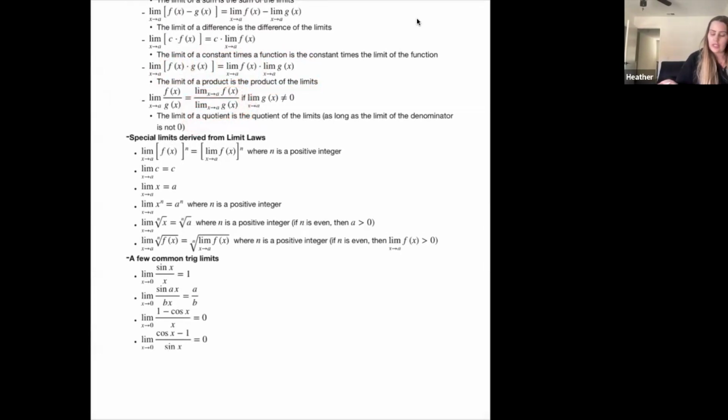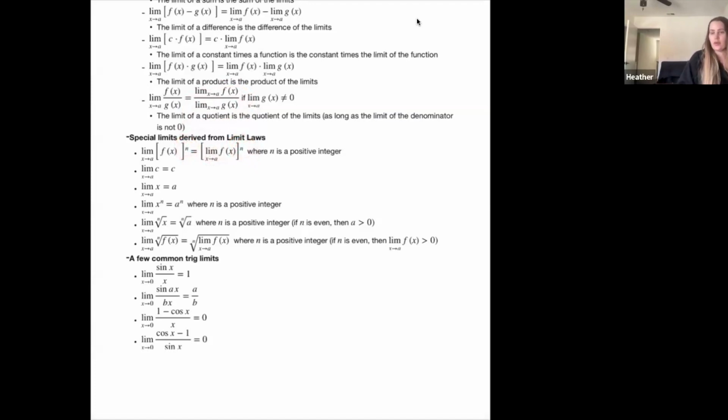A few special limits derived from those limit laws: if the function is raised to a power, I can go ahead and find the limit first and then raise that limit I find to that power. So kind of think about it like pulling the power out, if you will.